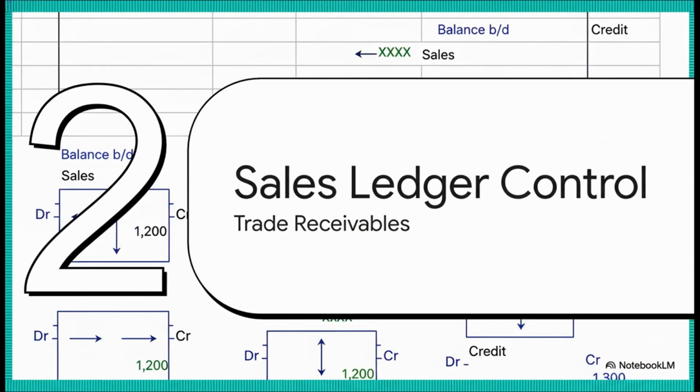Okay, let's take a closer look at the Sales Ledger Control Account. Now, it's absolutely crucial to remember that this is an asset account. It's money that's owed to the business. And what do we know about assets? They have a normal debit balance. All that means is that the default state of this account is a debit, which just represents the total amount we're expecting to receive from all our credit customers.